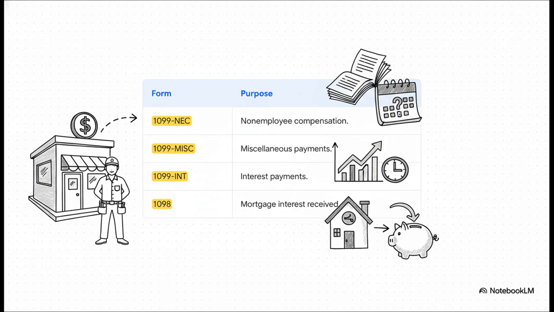Now, these information returns come in a few different flavors depending on what you're paying for. Most of us are going to be dealing with the 1099 NEC. That's your classic form for freelancers and contractors. But as you can see, there are other ones too, for things like rent, interest, or even mortgage interest you might have received.